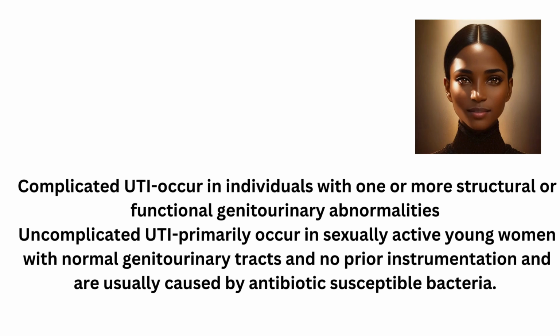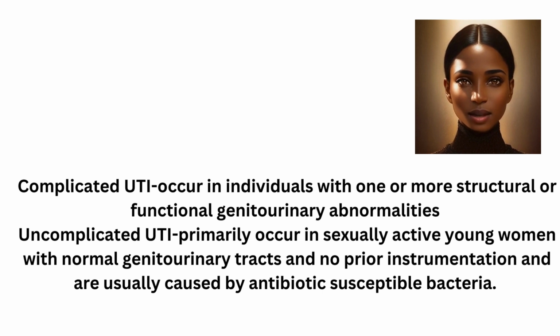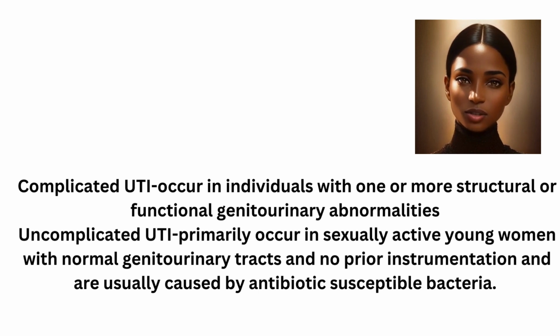Still on clinical classifications of urinary tract infections. Next is complicated urinary tract infection, which occurs in individuals with one or more structural or functional genitourinary abnormalities or have indwelling catheters and whose conditions cannot be controlled with therapy. And finally, uncomplicated UTI, which primarily occurs in sexually active young women with normal genitourinary tracts and no prior instrumentation, and is usually caused by antibiotic-susceptible bacteria.